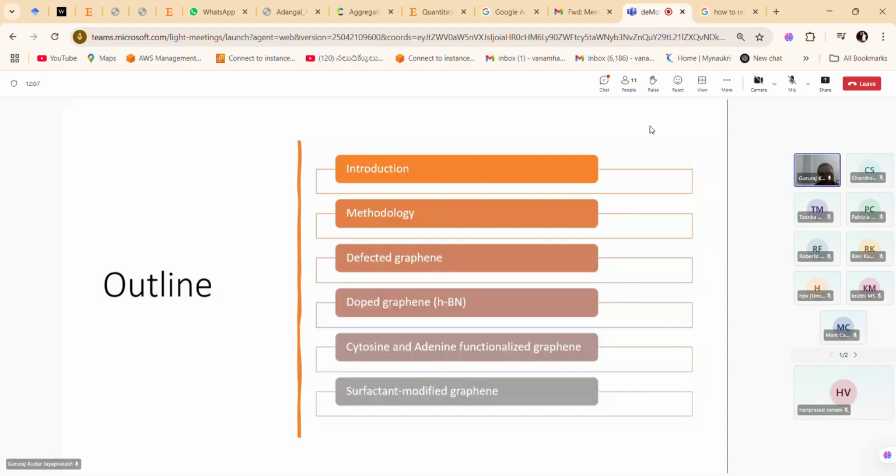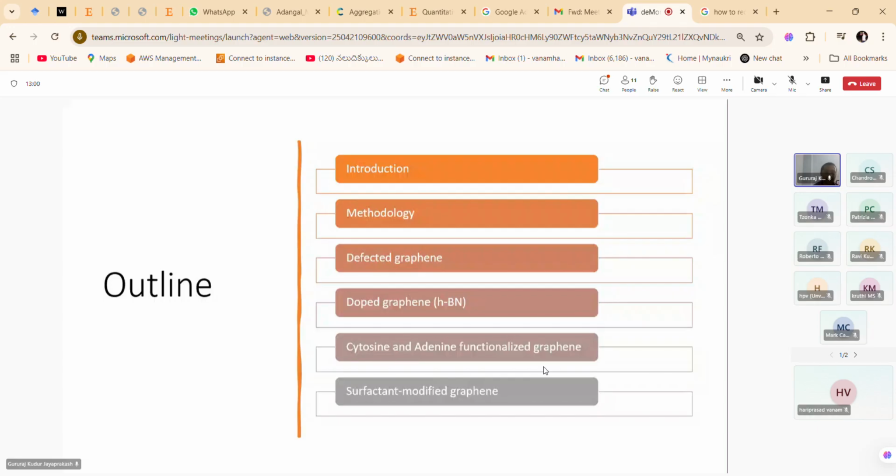I will show one example of how we can calculate analytical Fukui functions from deMon2k, and then I will go through the results, where we have used deMon2k to model graphene systems, in particular with defects like Stone-Wales defect, double vacancy defect, and doped graphene systems, and how we can know the redox reactivity for electrochemical applications. Then we have also synthesized different functionalized graphene, like cytosine and adenine functionalized graphene surfaces and surfactant immobilized carbon surface for sensing applications. So before beginning the talk, I would like to give a very small introduction about graphene.